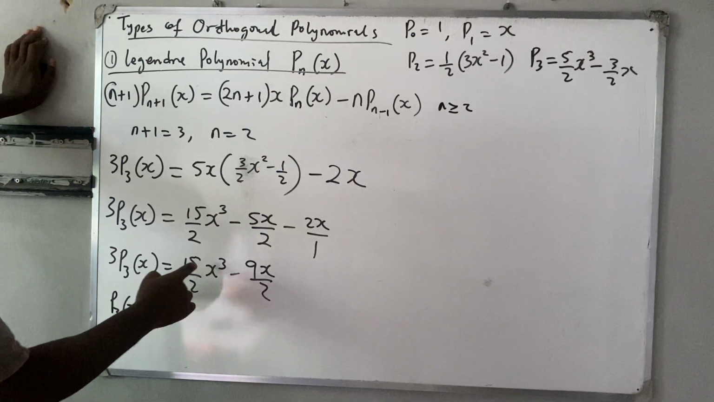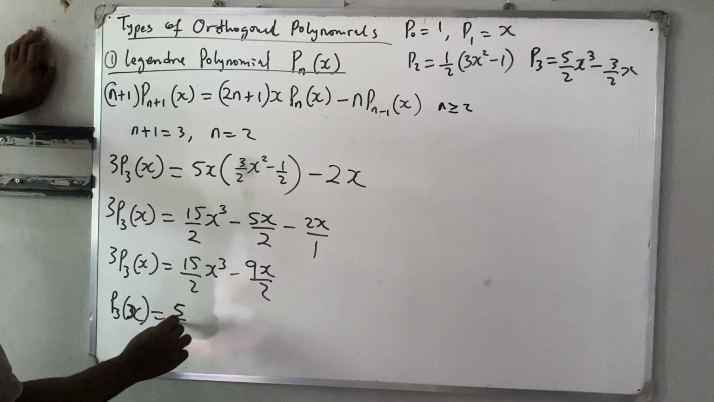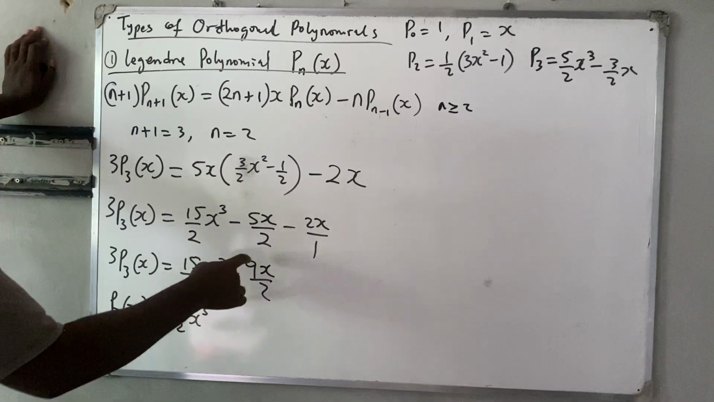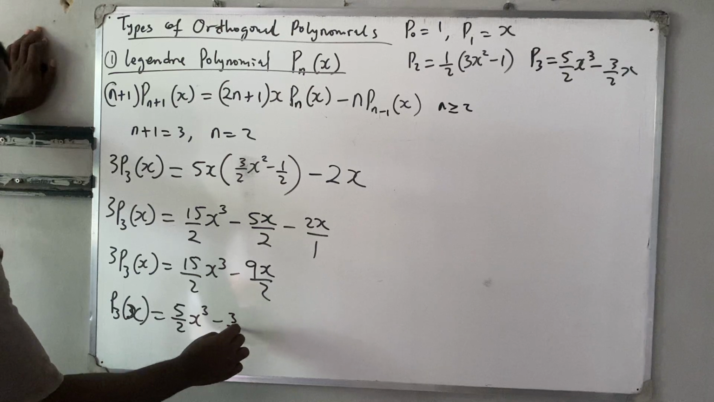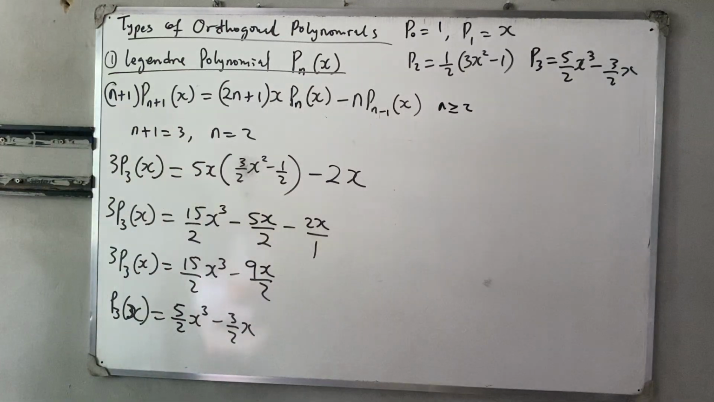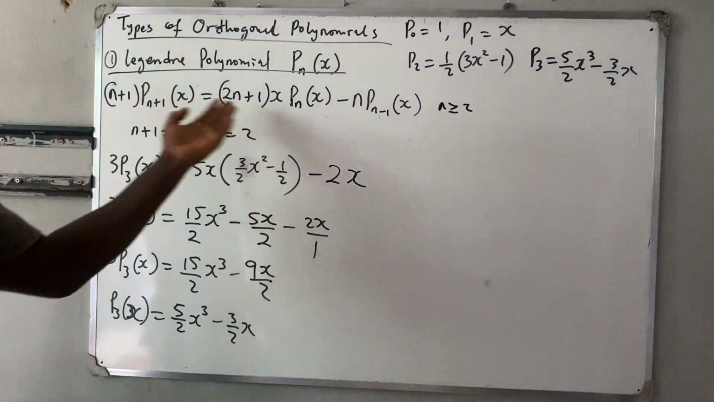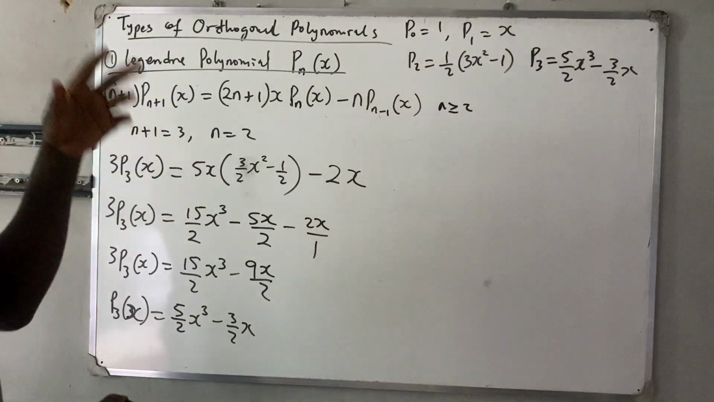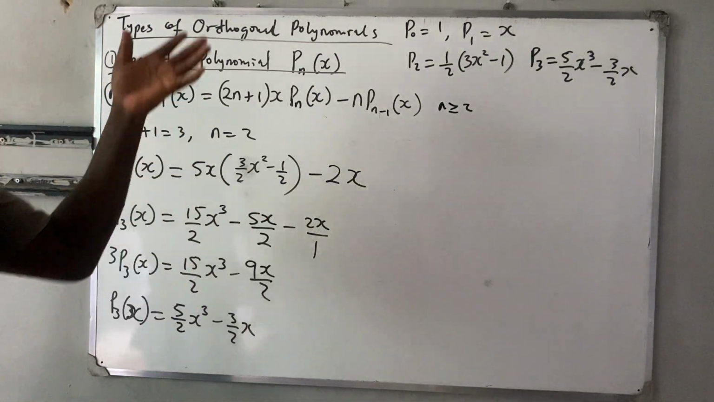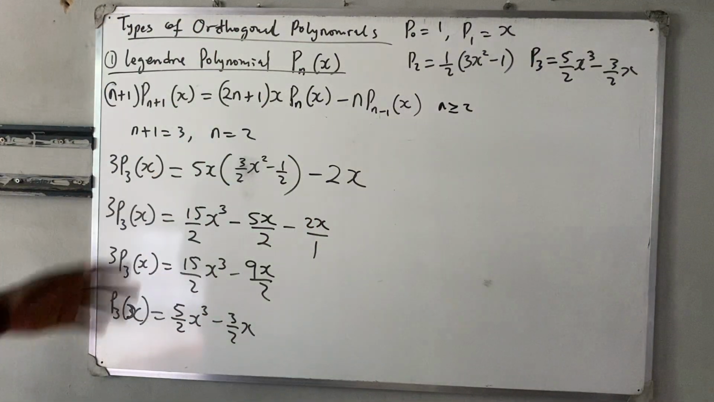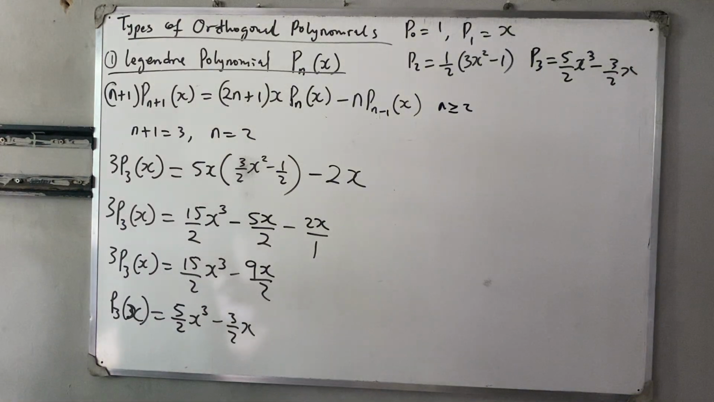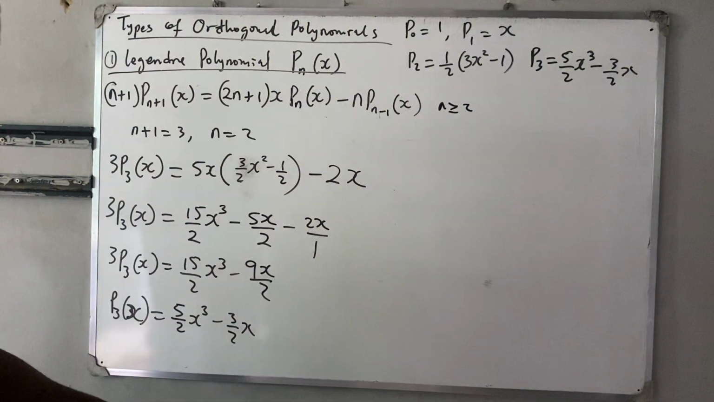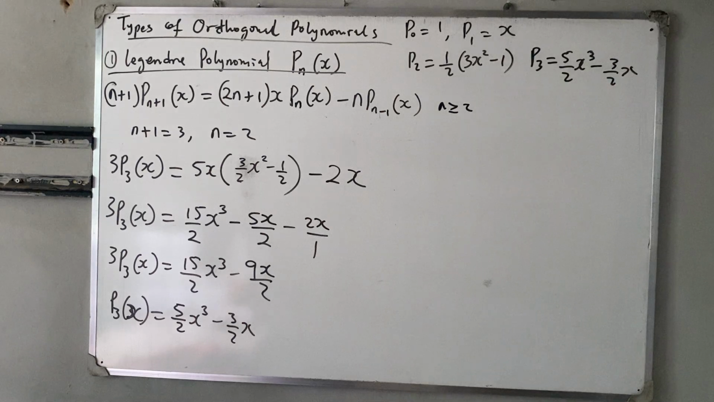So if I divide everybody by 3, I'm going to have that P3 of x will now be equal to, divide 15 by 3, I have 5. 5 over 2 x cubed. Divide this by 3, I have 3. 3 over 2 x. Is it the same thing? Exactly the same thing. So this recurrence formula can help you to get your P4, P5, P6. If you don't know how to follow that derivation method, differentiation method, okay? So let us now solve one example to this, and then I think we call it a day.